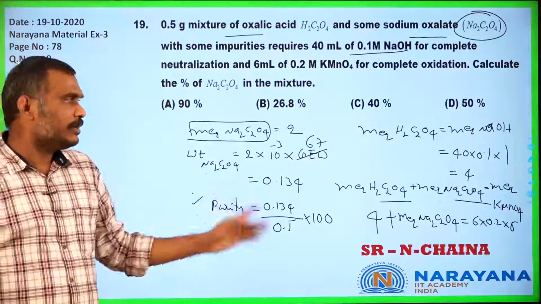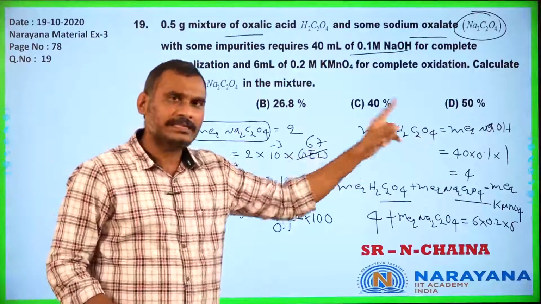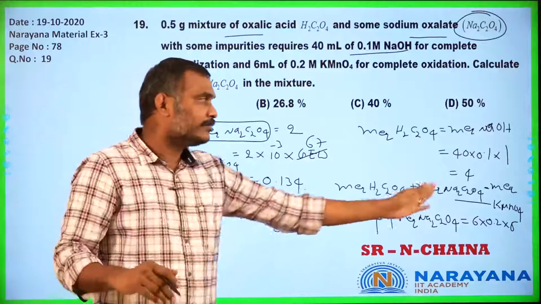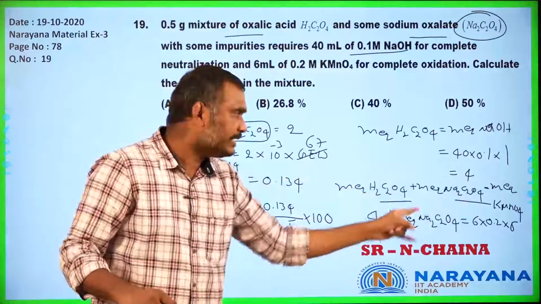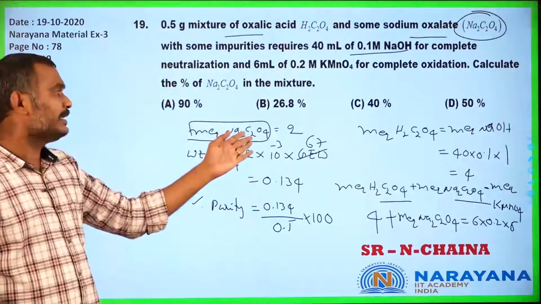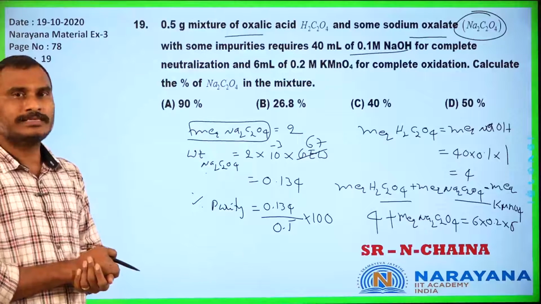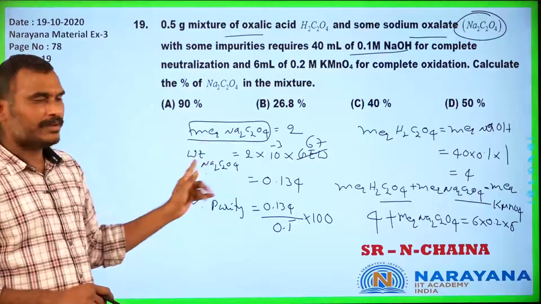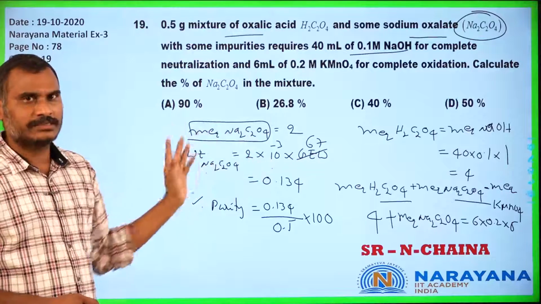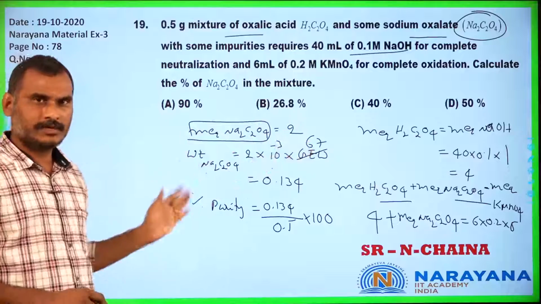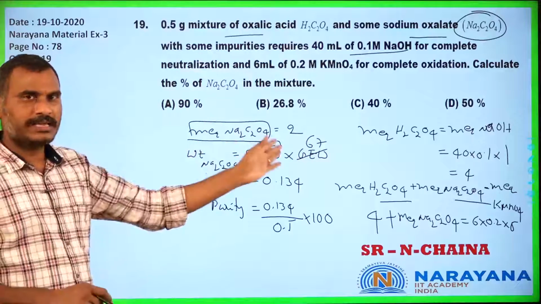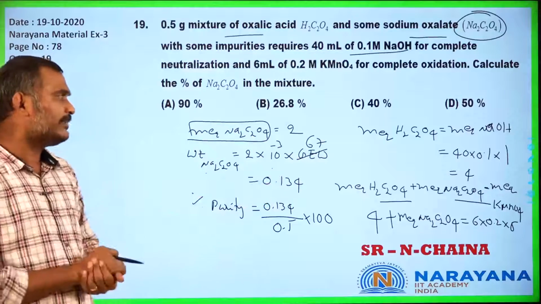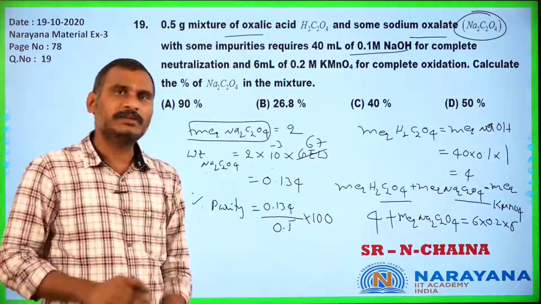I think you understood. So first, in the first titration, I got the milli equivalence of oxalic acid. In the second titration, both are oxidized by KMnO4. Then I got the milli equivalence of sodium oxalate. Number of milli equivalence is equal to number of equivalence, converting by dividing with 1000, it becomes 10 power minus 3. That equals 0.134, and you get the percentage purity.